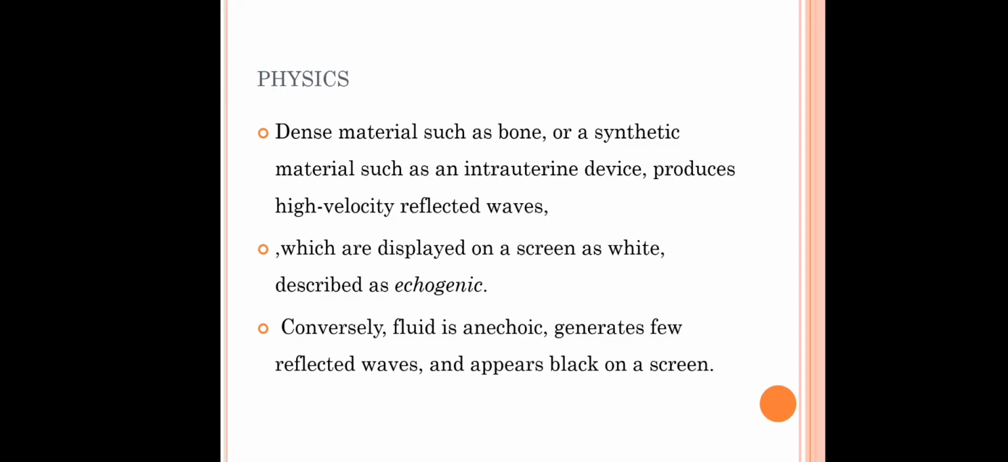The amount of reflected wave depends on the density of the material. Dense material like bone, or synthetic material like an intrauterine device, produces a high amount of reflected wave, and therefore when it appears on the screen it is displayed as white, called echogenic. Meaning the bone we see as very white, we call this echogenic.